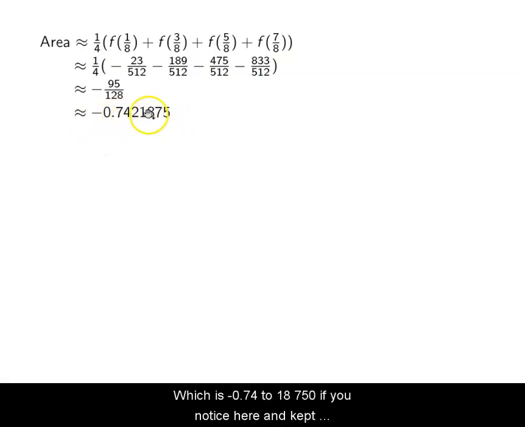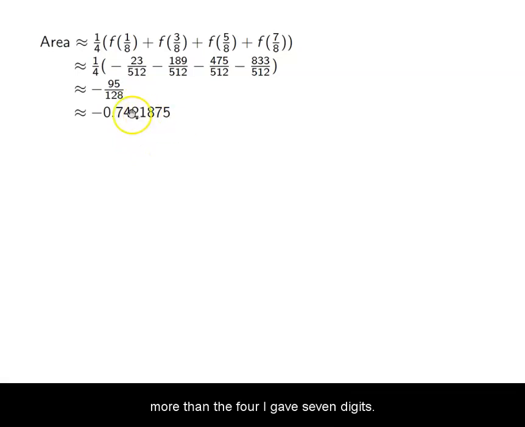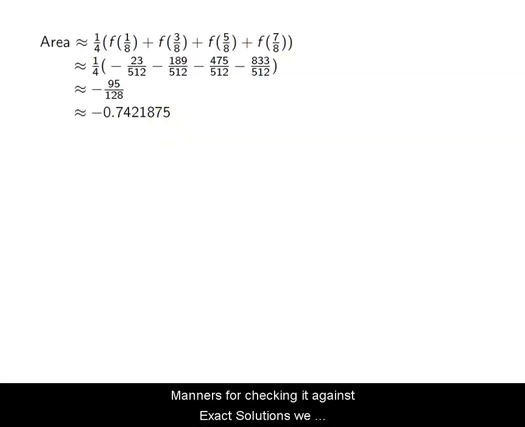So if you notice here, I kept more than the 4. I gave 7 digits, because when we're doing approximations of this manner, especially if we're checking it against the exact solution, we can get very, very close to the actual answer. So we want to keep more decimals of accuracy when we give our answers here. Okay. Now let's do the right-hand side.